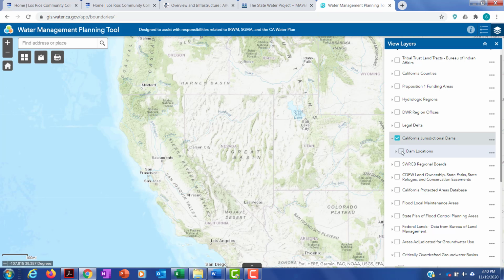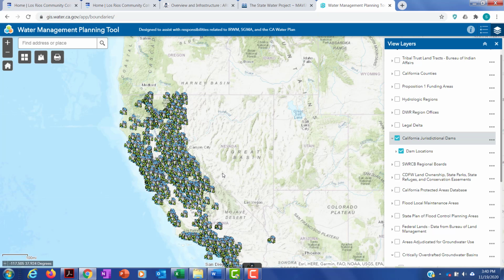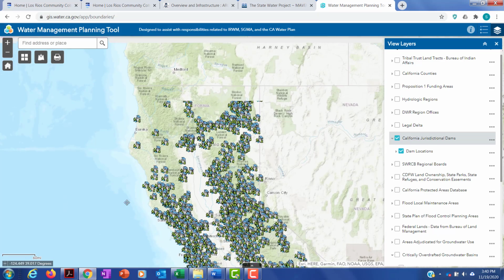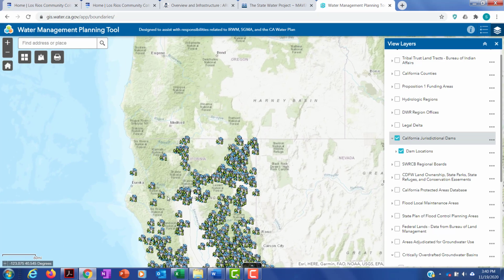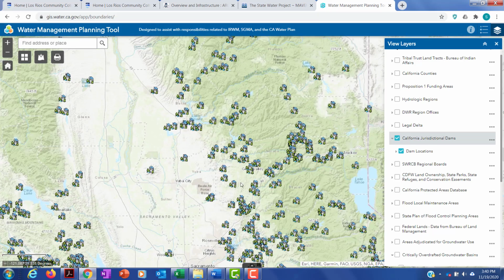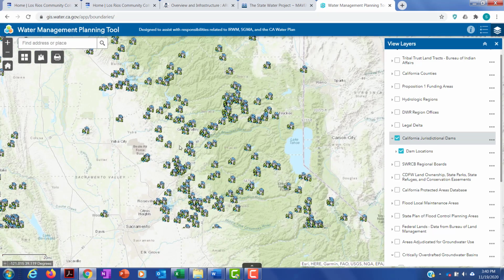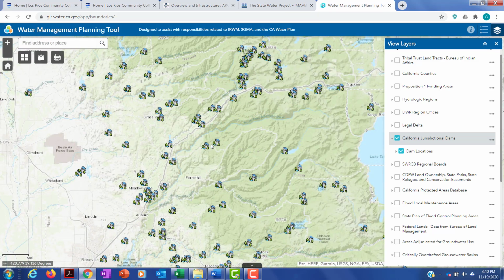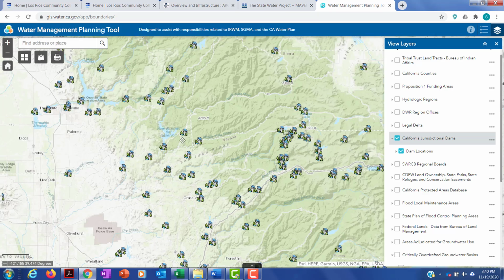I don't know why they're not popping up. Oh, here we go. There's a lot of them, and this is just the California ones. For instance, Shasta Dam is not on here because that is a federal dam. So here's Lake Shasta, and that dam there is not on this map because, again, it only shows the California dams. And I think the same thing is true for Folsom Lake, and Folsom Dam is not on here.